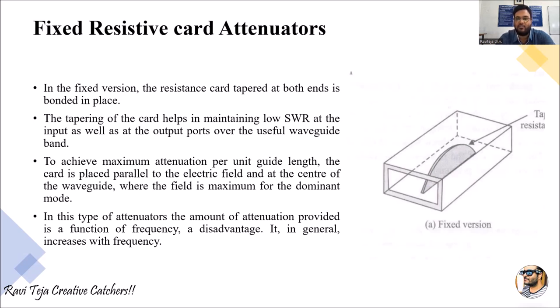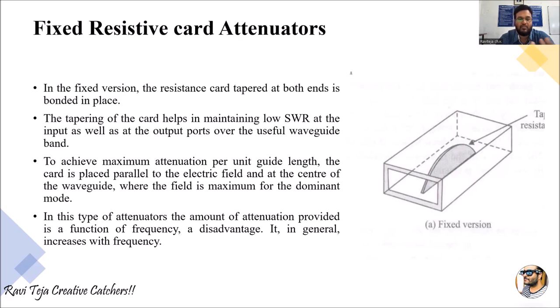As the frequency goes high and low, the power present in that particular signal also moves high and low. So these attenuators will alter the attenuation, or the power, of the microwave signal with respect to the frequency flowing through it.